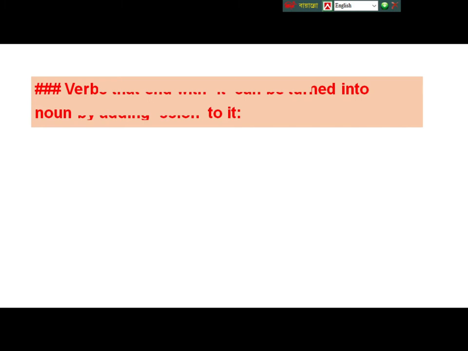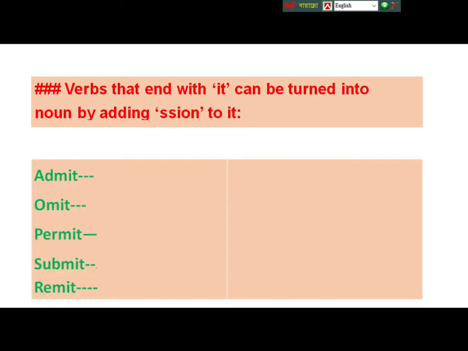Verbs that end with it can be turned into nouns by adding sion to it. Admit, omit, permit, submit, remit. All the words end with it. We can turn them into nouns from verbs by adding sion. Let's have the answer.